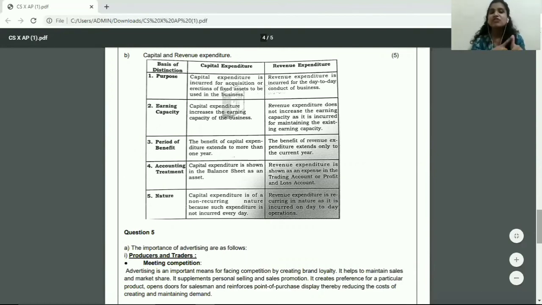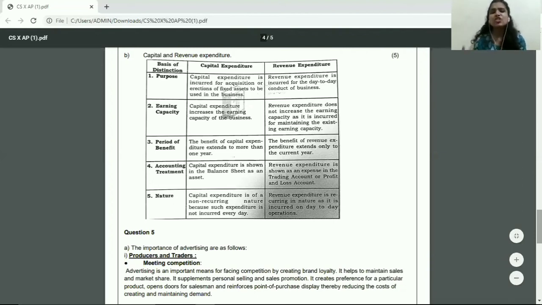Yes. First of all, it has to be in table format. Second of all, basis of distinction has to be there compulsorily. Third of all, the explaining point must be written in a statement in sentences and not in 1 or 2 words. So if you've done this, you've kept in mind all of these 3 things, you've written 5 points, good, you've earned your 5 marks.